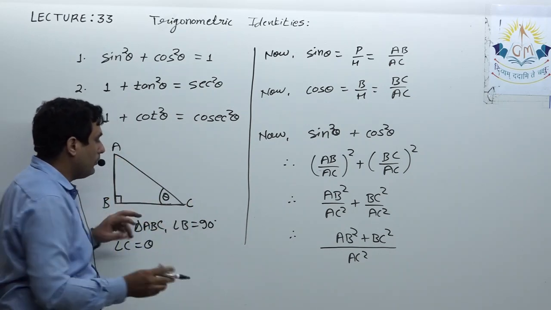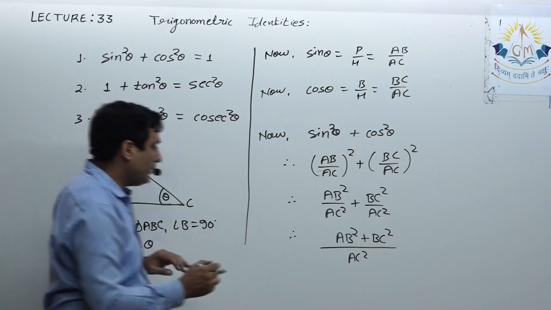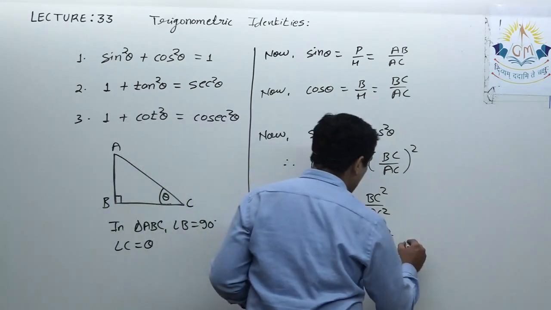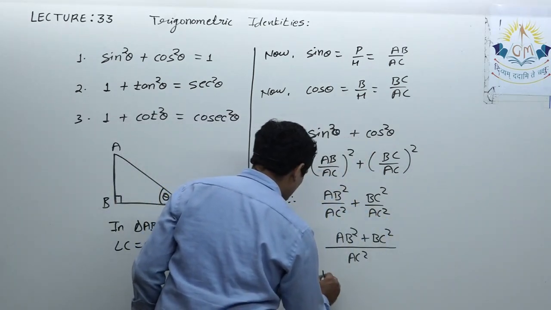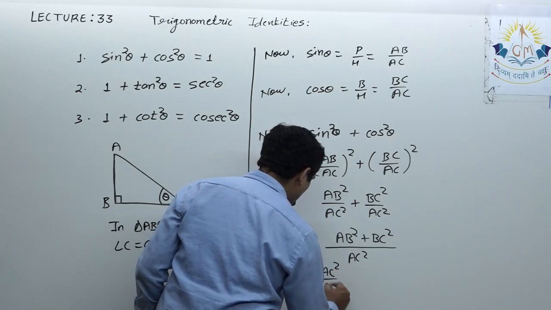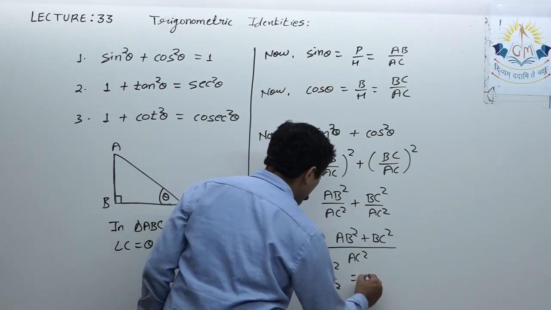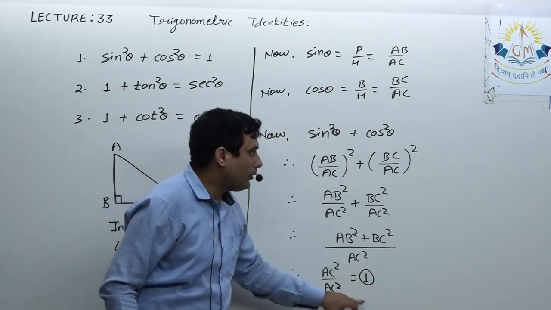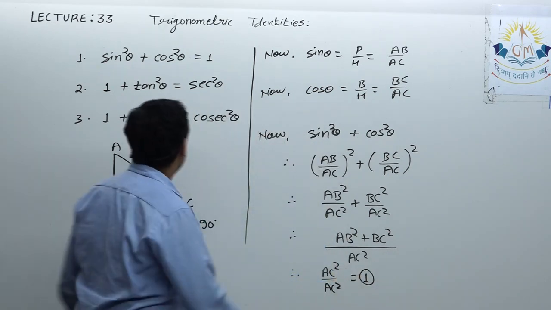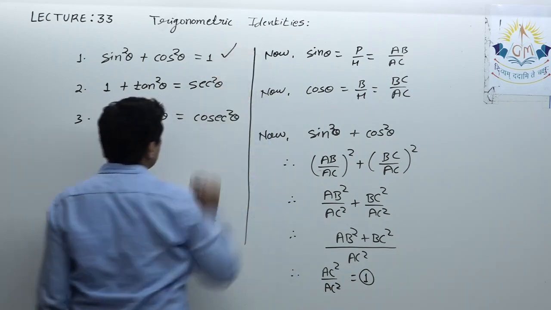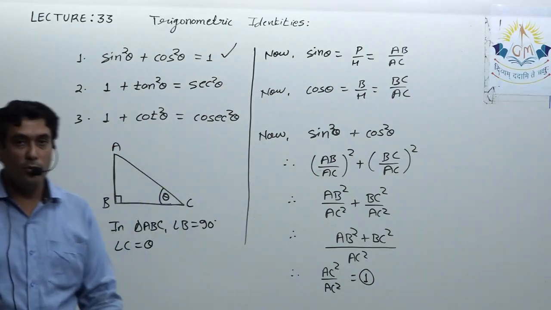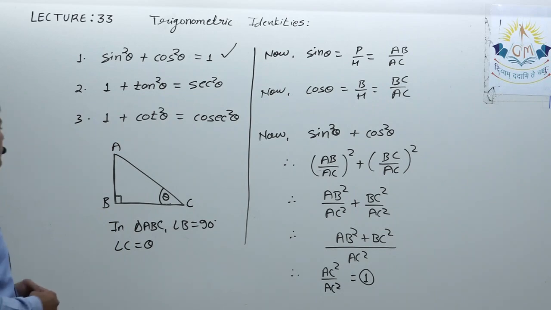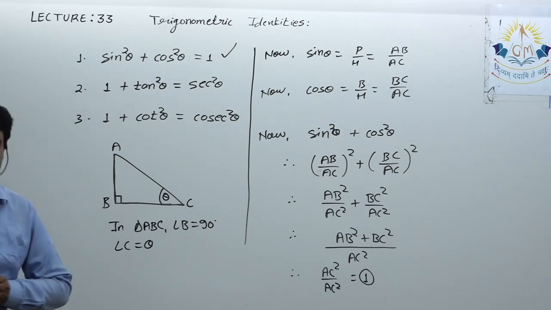AB square plus BC square is equal to what? It is equal to AC square, isn't it? So here I can write AC square upon AC square, therefore sin square theta plus cos square theta is equal to 1. So here I got my first identity. So note it down, then I will give you the proof of the remaining two.